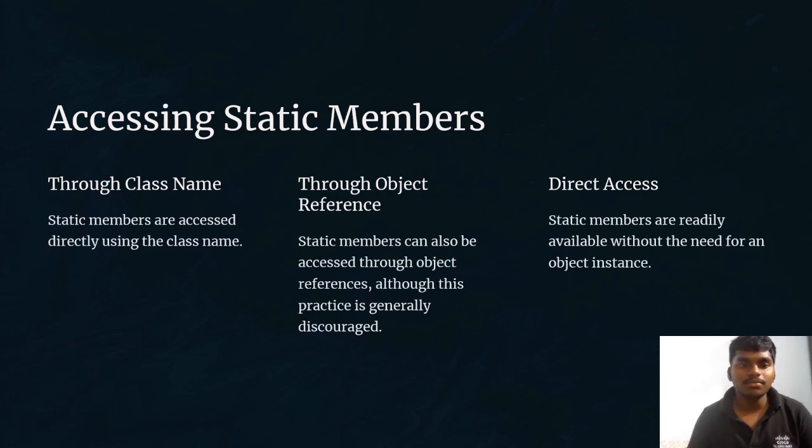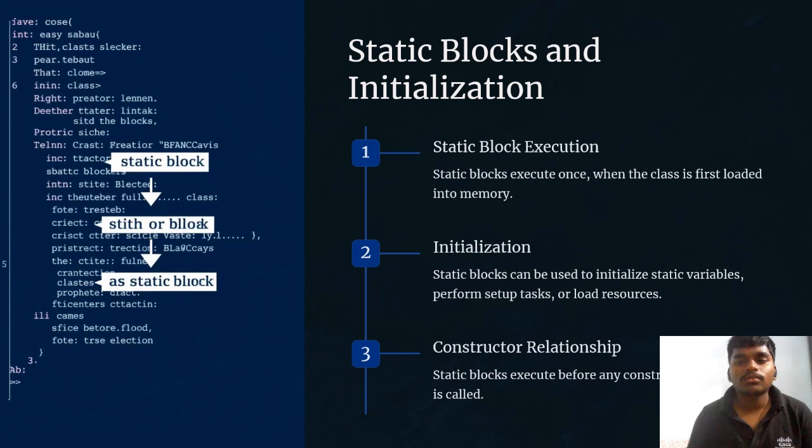Accessing static members through class name. Static members are accessed directly using the class name. Static members can also be accessed through object references, although this practice is generally discouraged. Direct access: static members are readily available without the need for an object instance.